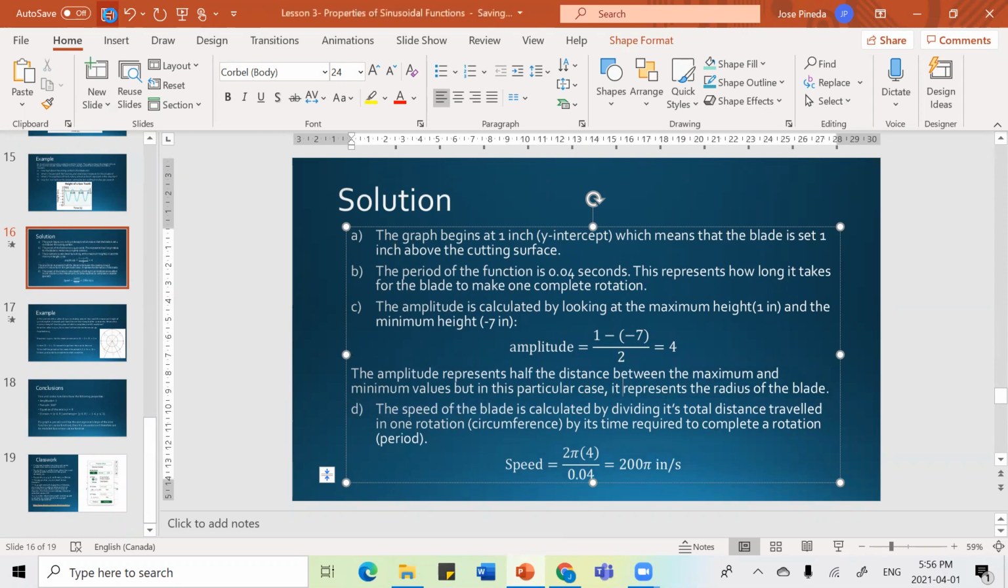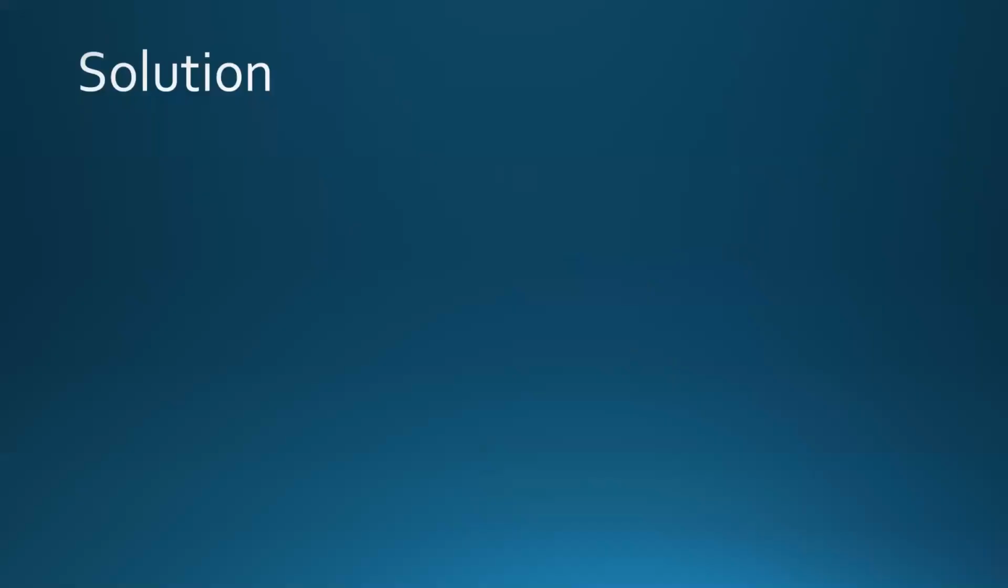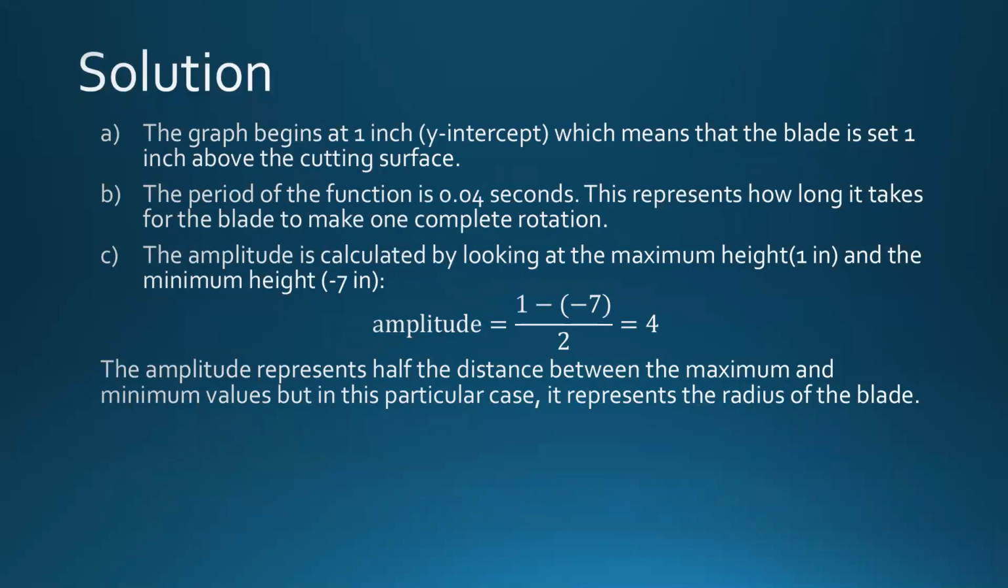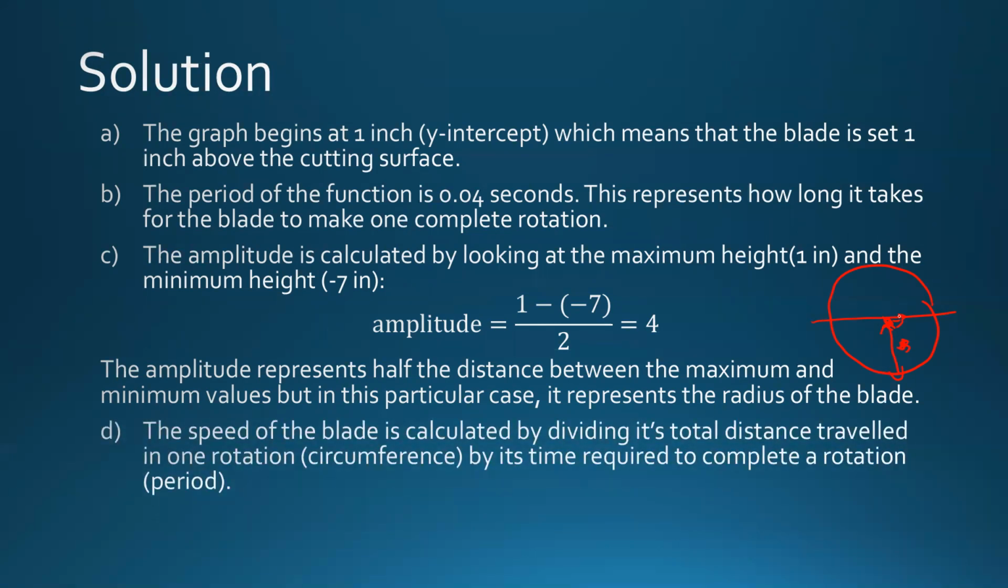Okay. So that represents half the distance between the maximum and the minimum. But in this case, in the real life context, what it represents is the radius of the blade, right? And again, that makes sense because that's how far we can go from the center, right? So we know that the center in this case, we were told, is going to be -3. So -3 is right there. That's what it's set to. So we're just finding the amplitude, which is a total of 4, right? And that's going to be the radius in this case.